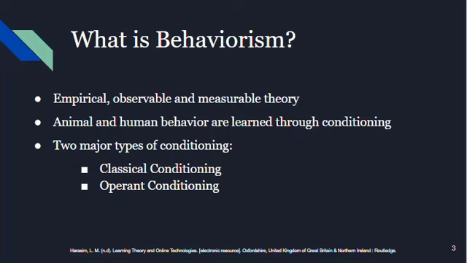In the early 20th century, behaviorism introduced a theory of learning that was empirical, observable, and measurable. It resulted in evidence that animal and human behavior are learned through interactions with our environment.